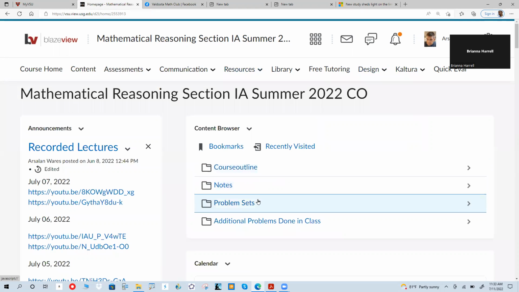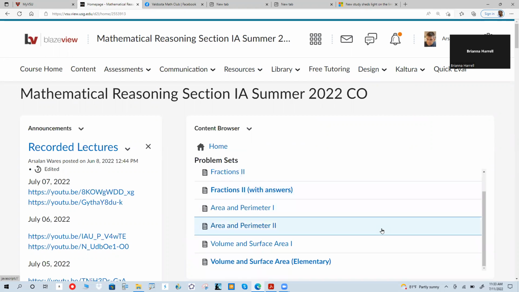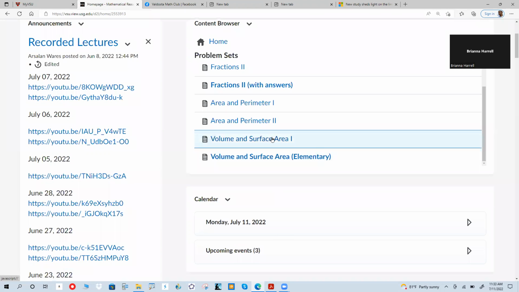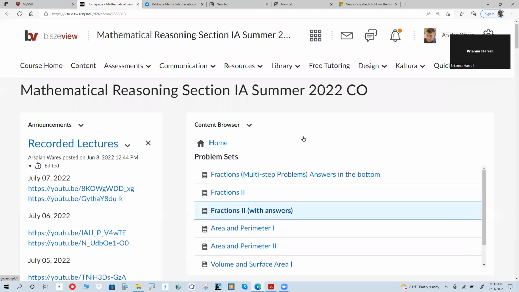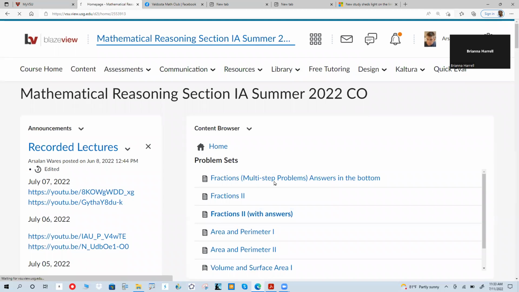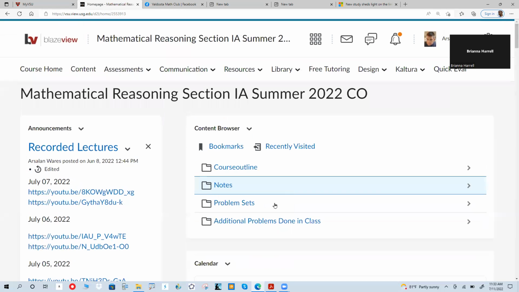So in the notes folder, the next packet. What are the next packets, guys? I think if we finish these 2, volume surface area 1 and the elementary one, we'll be in good shape. Am I going to do every single problem? Not really, but I think we may have time to do 1 or 2 more. That's about our syllabus. That'll wrap us up.